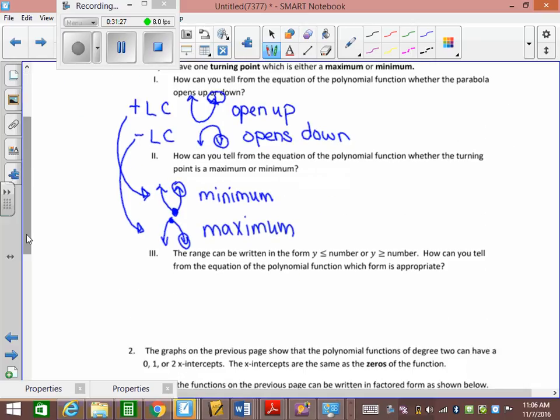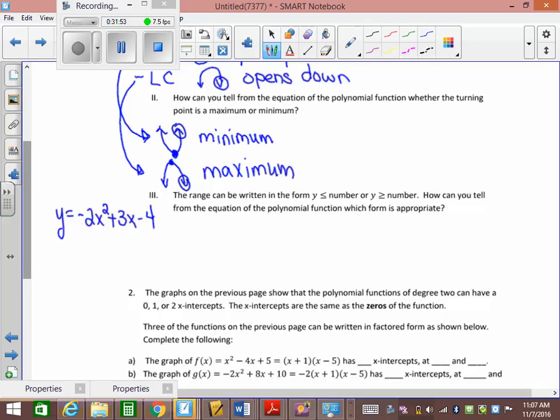The range is to be written in that form, okay? So what we're going to do is I'm going to give you an equation, and you're going to find the maximum or minimum value of it. Because unless you find the maximum or the minimum value of the equation, you can't give me the range. All right? So say I give you this graph, y equals negative 2x squared plus 3x minus 4. Is that graph up or down?